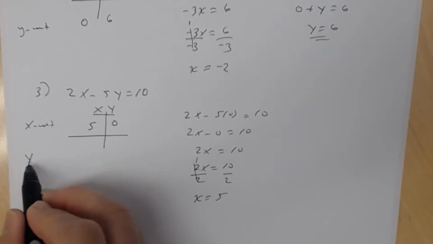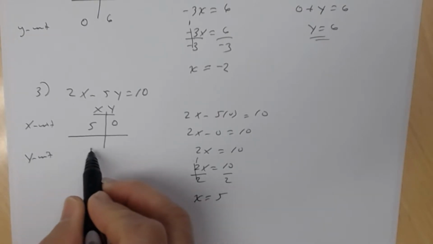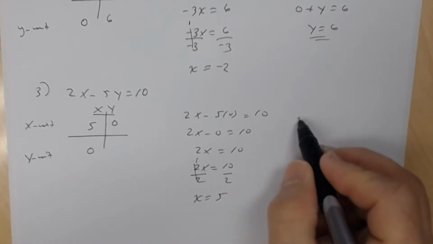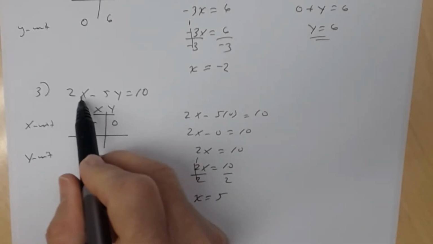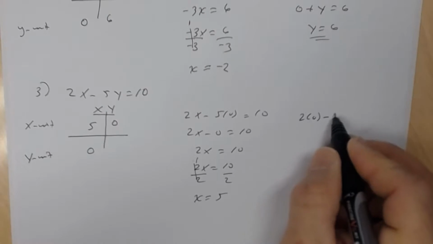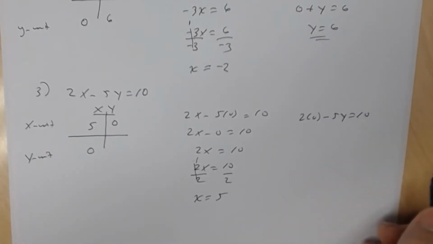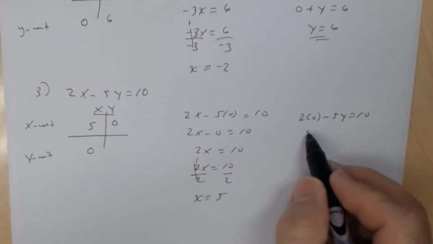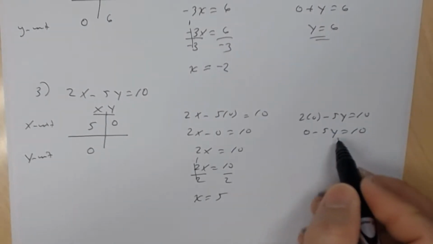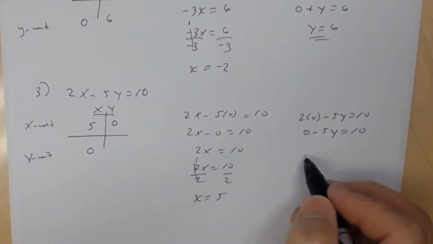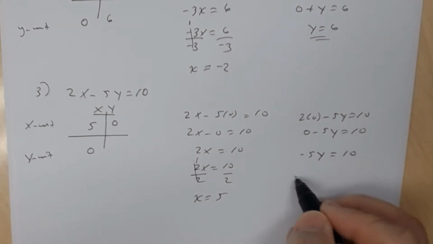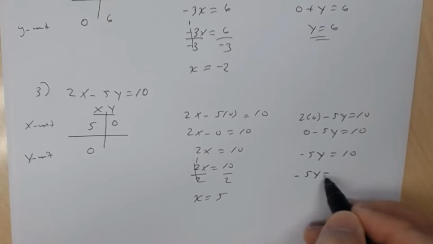To find the y-intercept, you're going to let x be 0 this time. And so if I let x be 0, where we see the variable x, plug in 0. So I get 2 times 0 minus 5y equals 10. So 2 times 0 is 0, so I get 0 minus 5y equals 10. 0 minus 5y is a negative 5y, so you got to be careful with your signs. So that's negative 5y. And then I'm going to go ahead and rewrite this over.